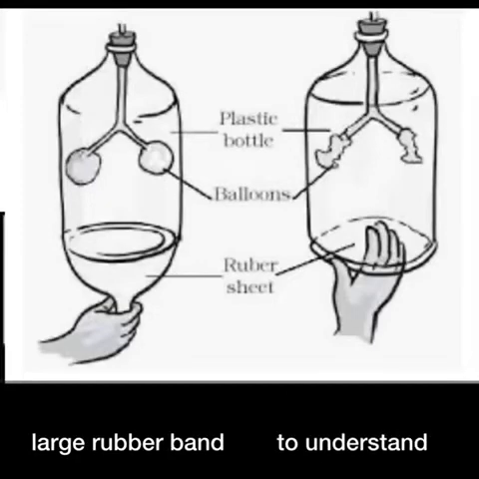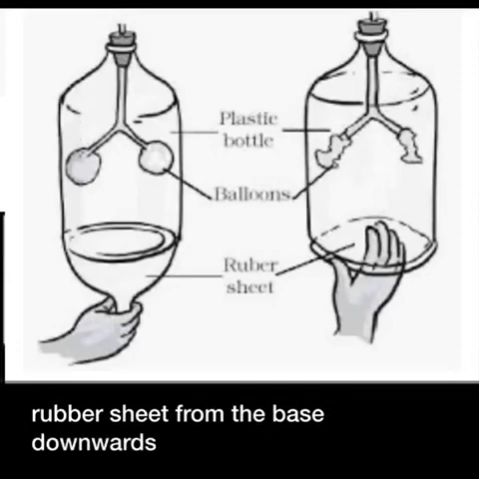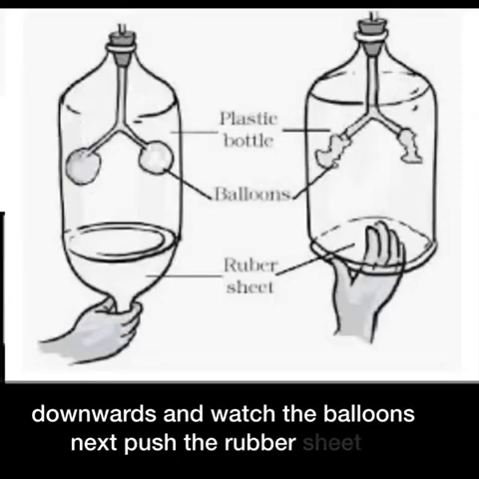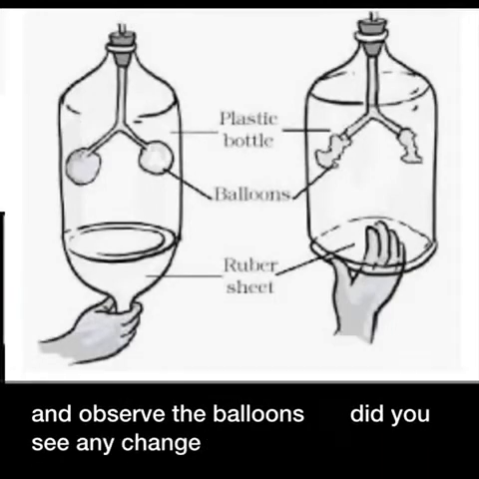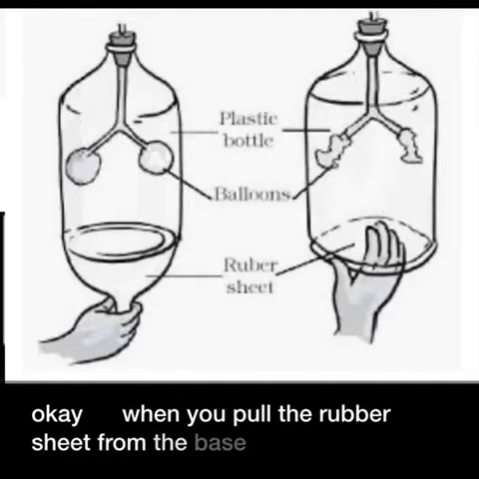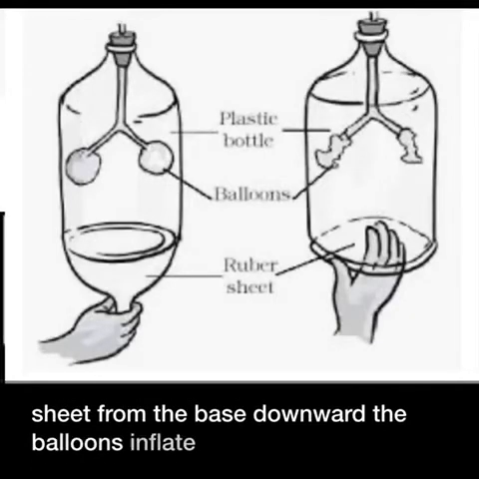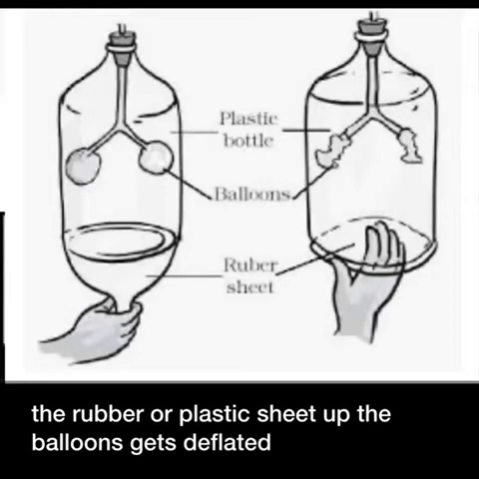To understand the expansion of the lungs, pull the rubber sheet from the base downward and watch the balloons. Next, push the rubber sheet up and observe the balloons. Did you see any change in the balloons? Okay. When you pull the rubber sheet from the base downward, the balloons inflate, and when you push the rubber or plastic sheet up, the balloons get deflated.